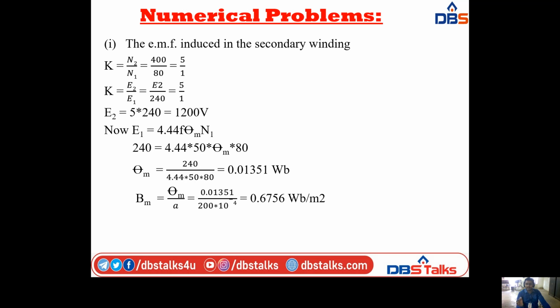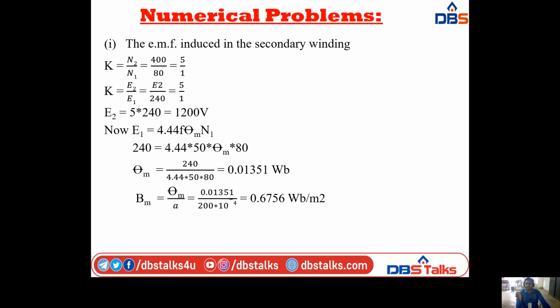So from this one I am writing that the primary voltage, which they already gave, is 240, and that is equal to 4.44 into F, which is 50, into Φm, which they didn't give, into N1. They already gave N1, the number of primary turns, as 80. So Φm is equal to 240 divided by 4.44 into 50 into 80.